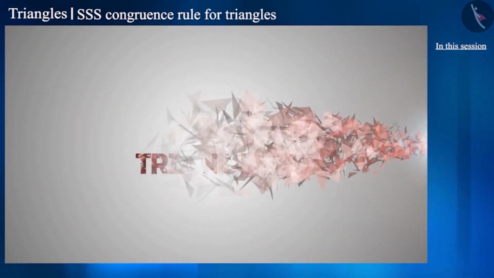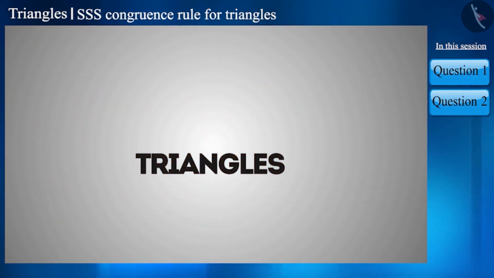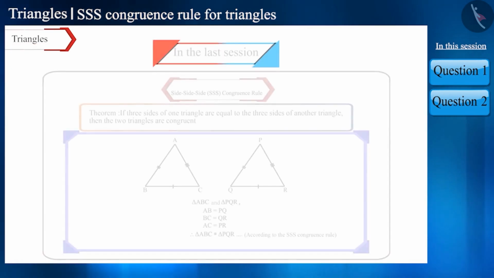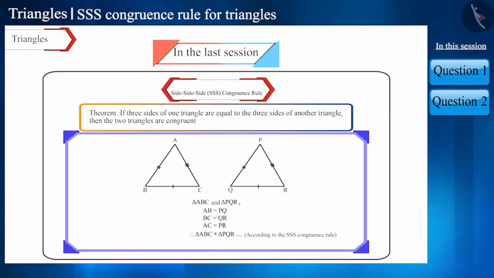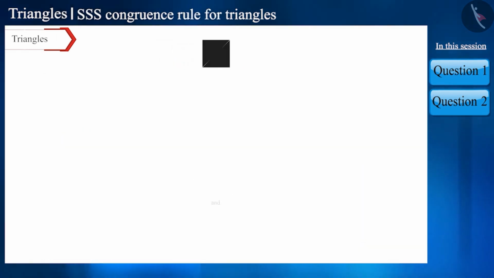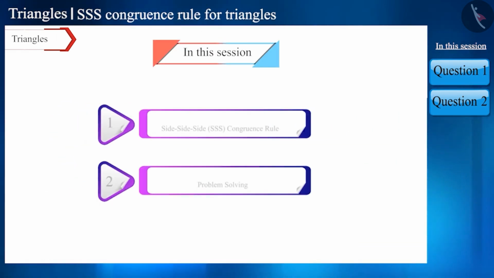Hello friends, welcome to this video on triangles. In the previous session, we discussed the side-side-side criterion or the SSS congruence rule. Today, we will solve some questions based on it.